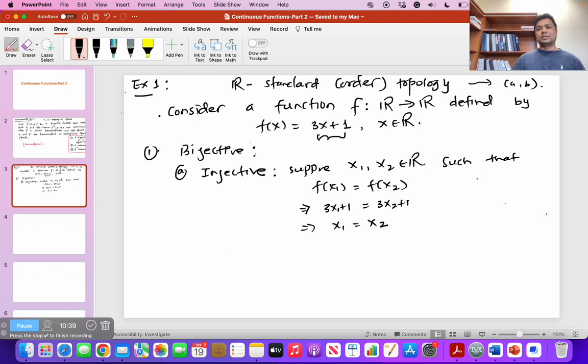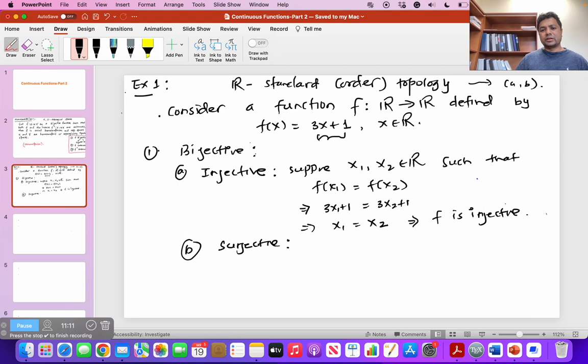Now you can see here we took two arbitrary elements in the domain of our function whose images are the same, and we found that the pre-images are also the same. That implies that f is injective. So f is injective, and also if our function is bijective, it has to be surjective as well.